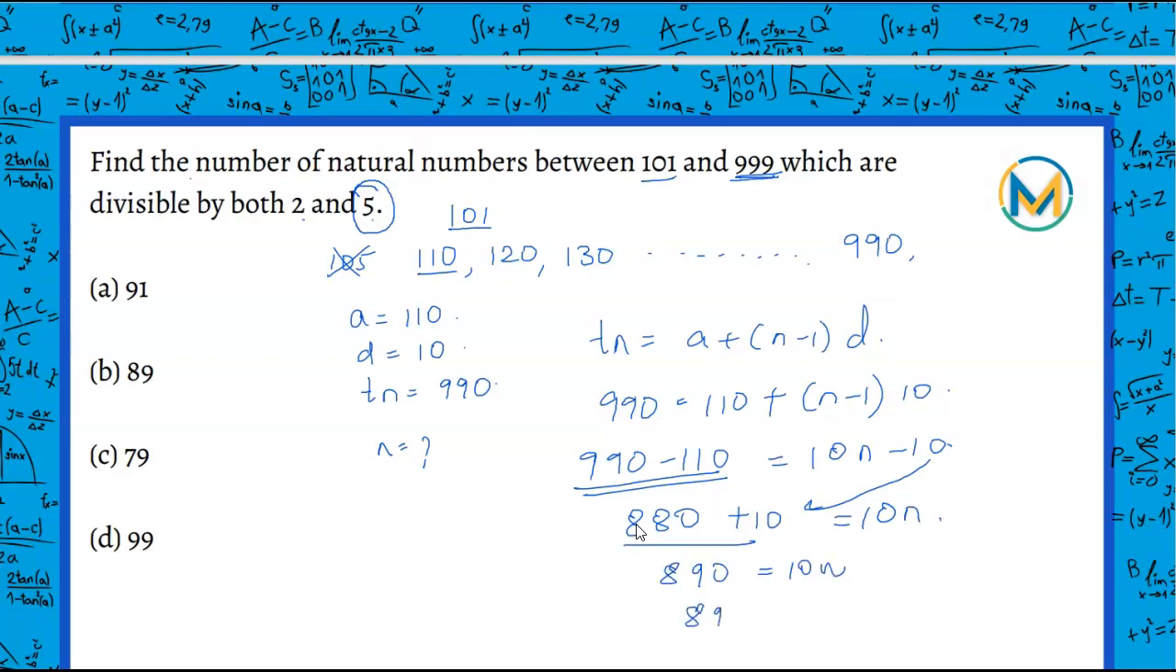So n is 89, which would be the nth term. 89 numbers are there which are divisible by both 2 and 5. Option B.